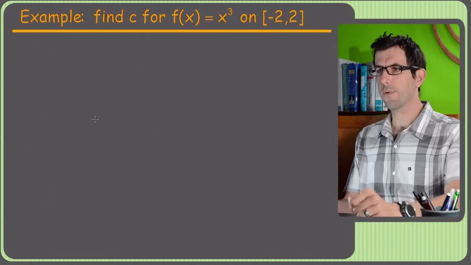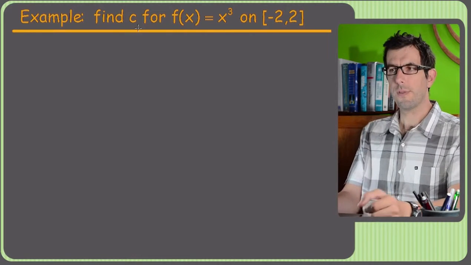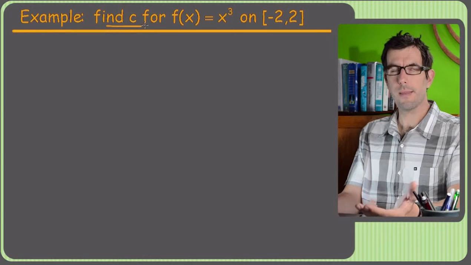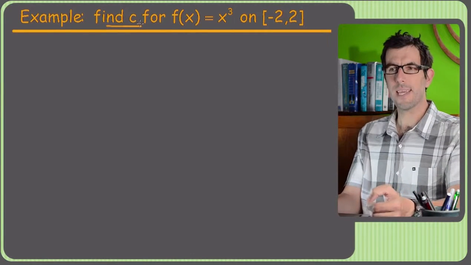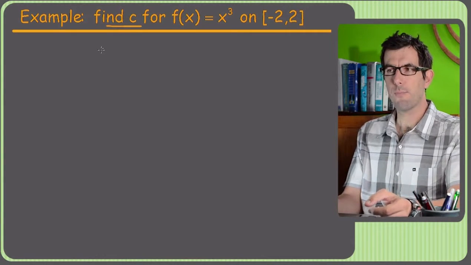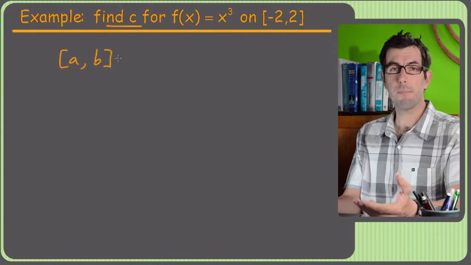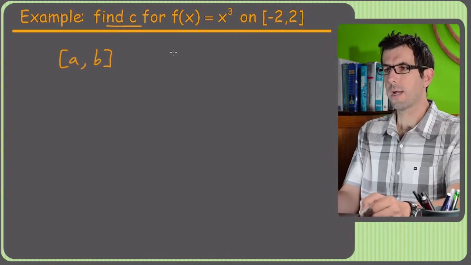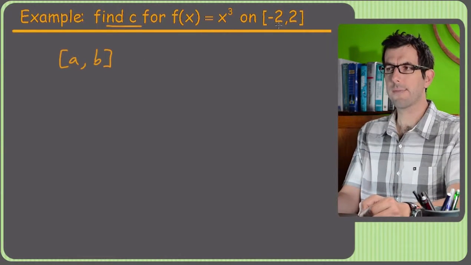All right, let's take a look at another one. So this time I said find C. What C means in the mean value theorem is, on the interval A to B, find a point C, that number between A and B that solves the problem. So we got f of x equals this, and the interval is -2 to 2.